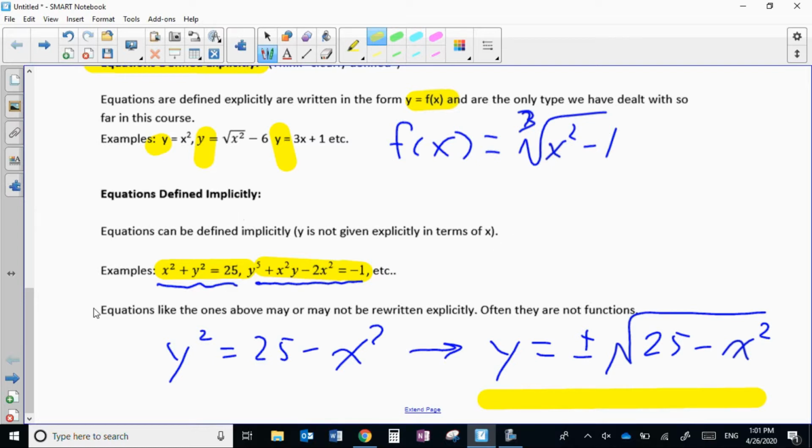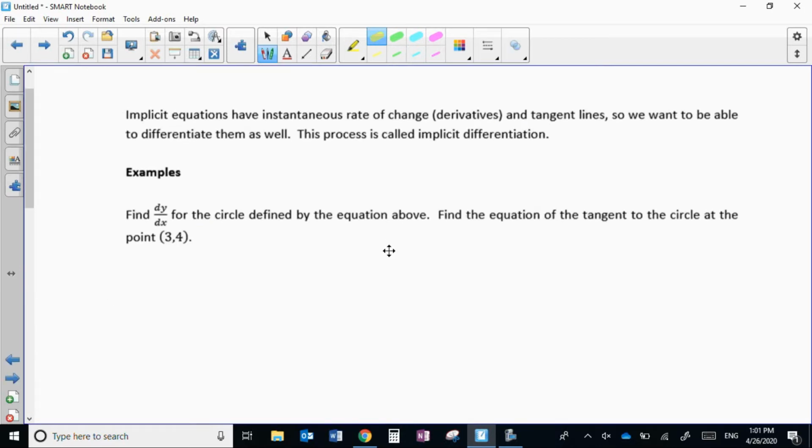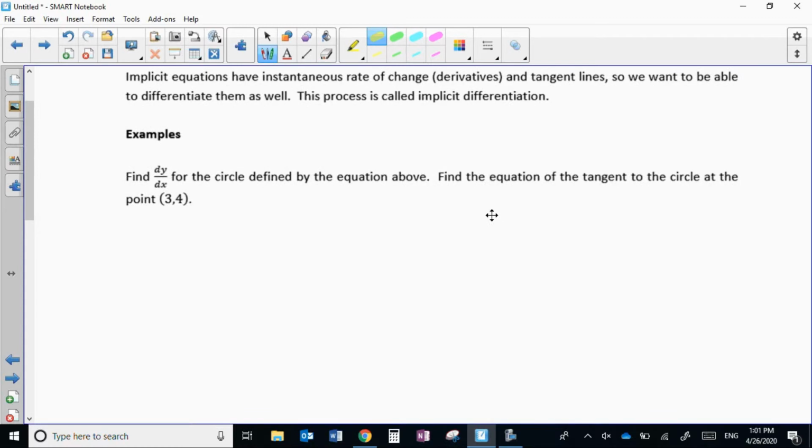So let's take a look at implicit differentiation. As an example, we could look at the circle, x squared plus y squared equals 25. We could try to find the derivative of the circle and then use that to find the equation of the tangent to the circle at the point (3, 4), which was actually one of the tangent lines I showed you on the graph.